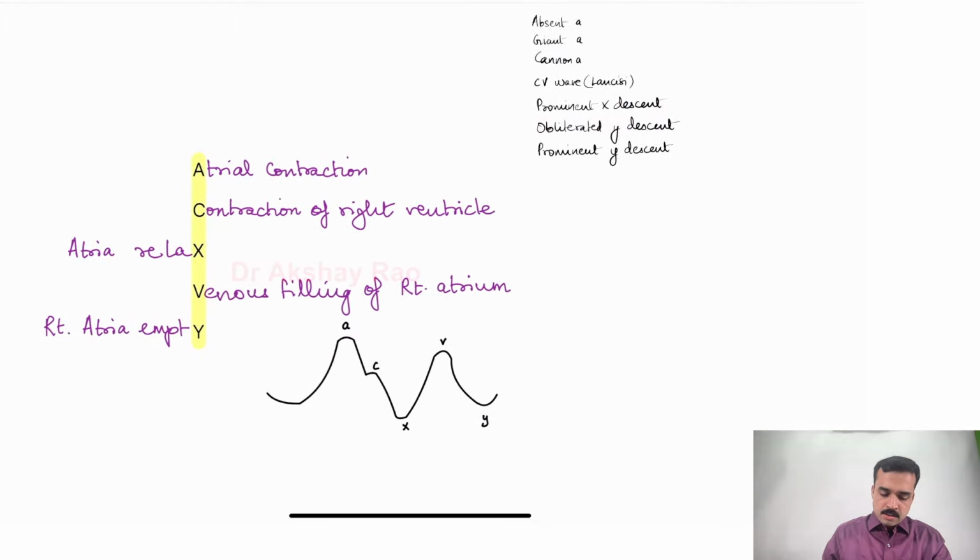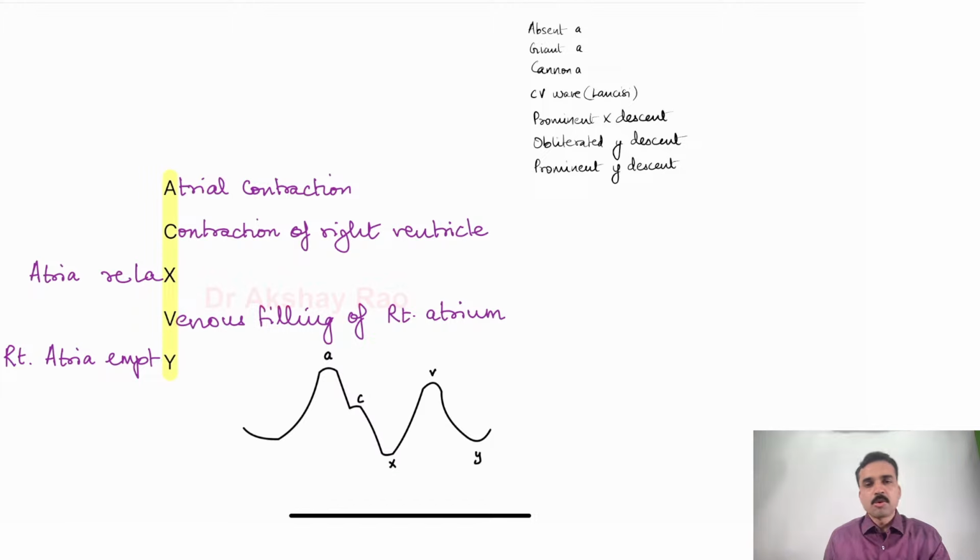Anyway, so this is the JVP. You guys know about the different waves in JVP. So the A wave is because of atrial contraction. C wave is because of the contraction of the right ventricle.